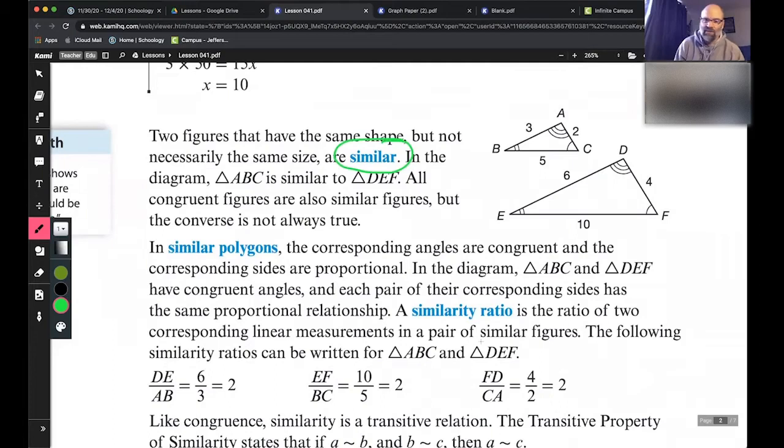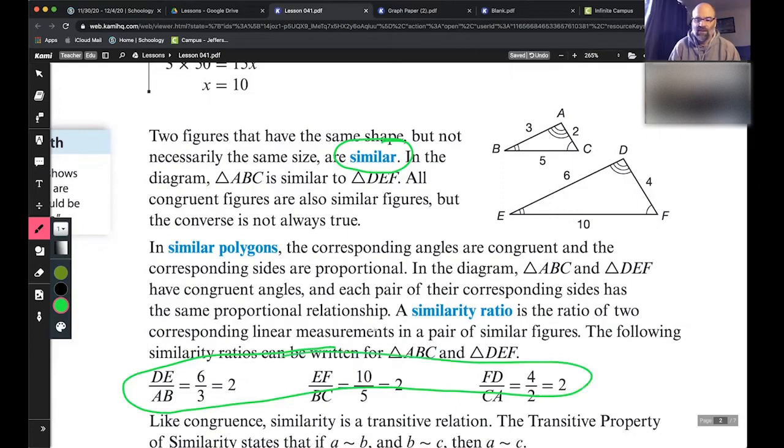So if I compare these relationships, like DE is to AB, so 6 is to 3, as EF is to BC, so 10 is to 5. So do you see these proportions down here? Oops, I kind of messed up that.